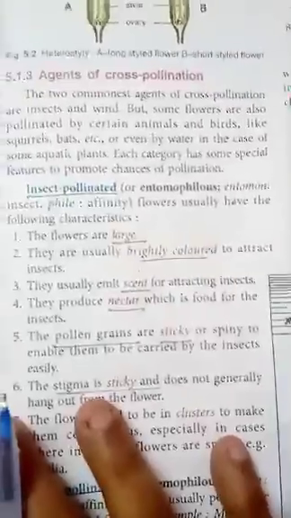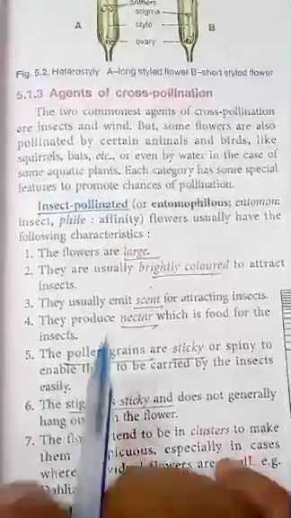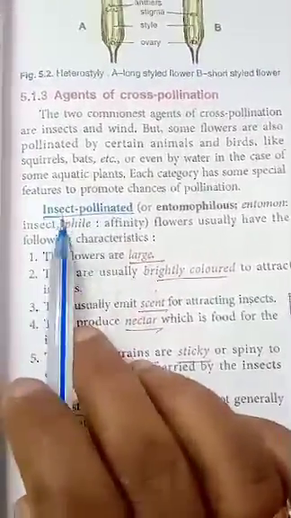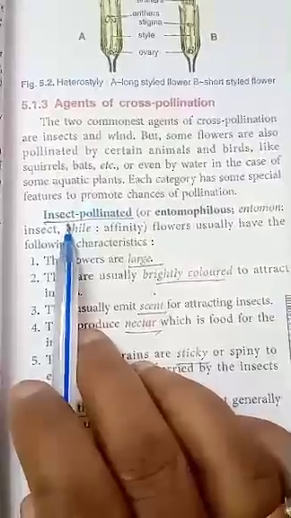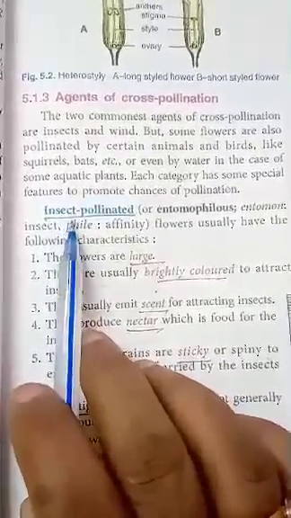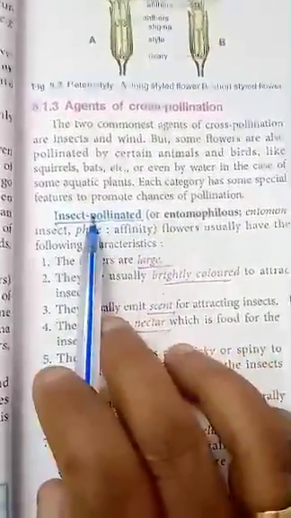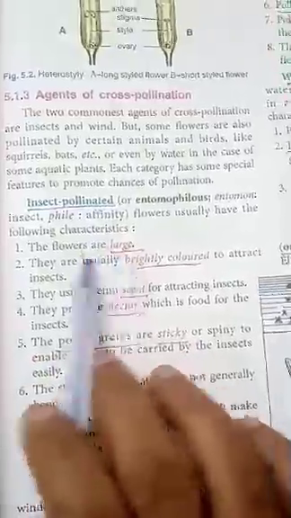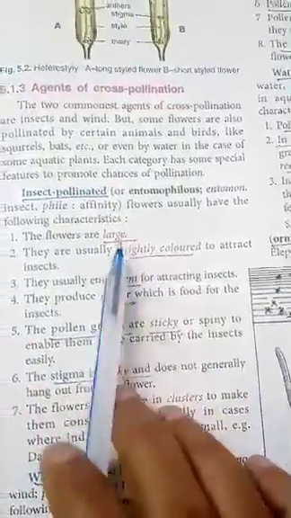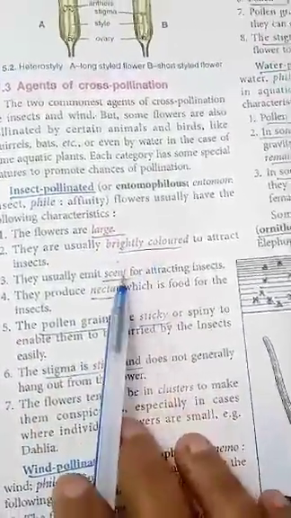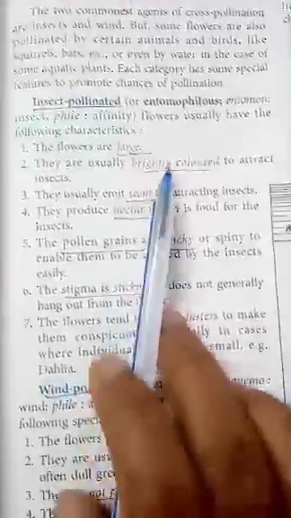Now we come to the next topic, agents of pollination. As we know, for cross pollination the pollen grains have to be taken from one place to another, so they require some agents. First one, insect. If insect is the agent, the flower is called entomophilous, and the process is entomophily. These are the points I have underlined here: flowers large, brightly colored, with scent, nectar, etc. Please go through those points.